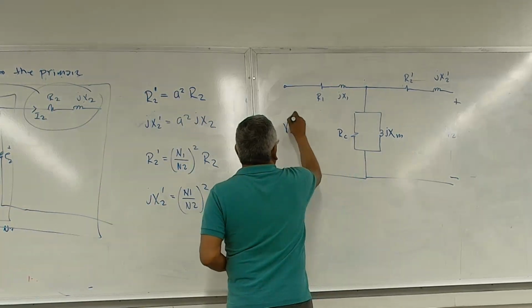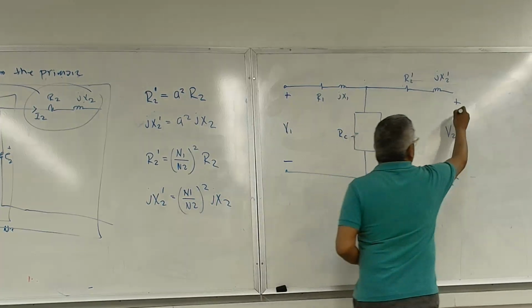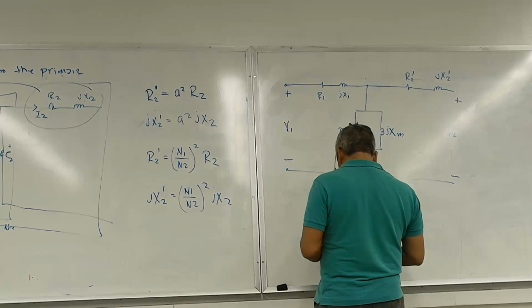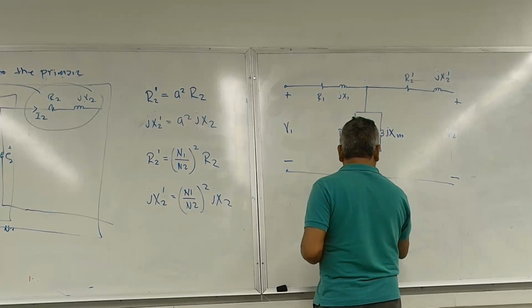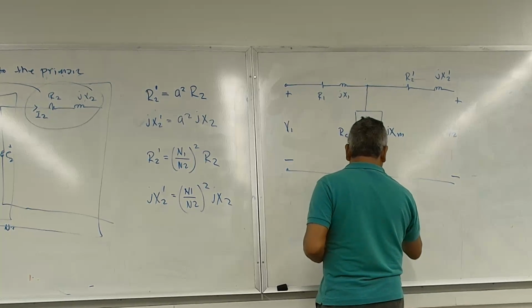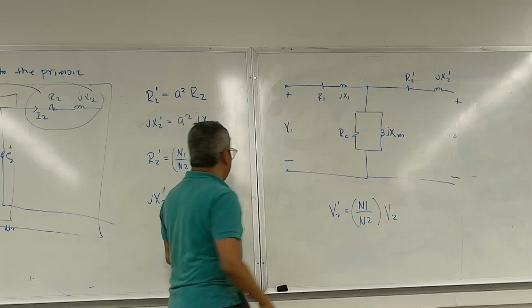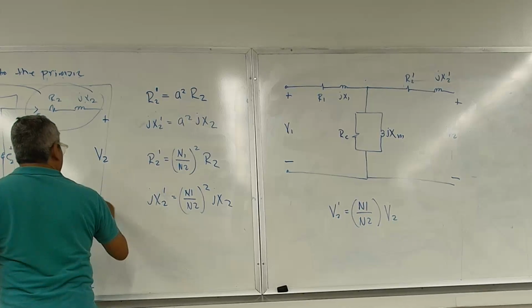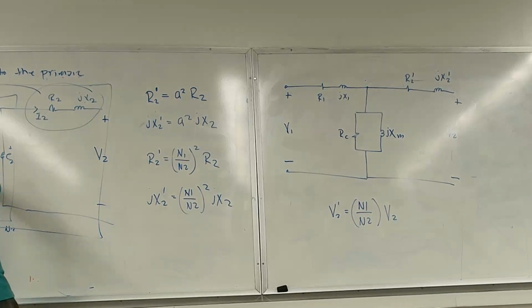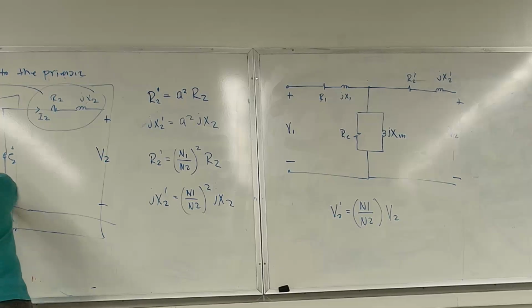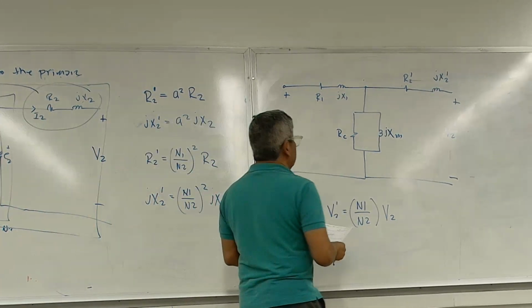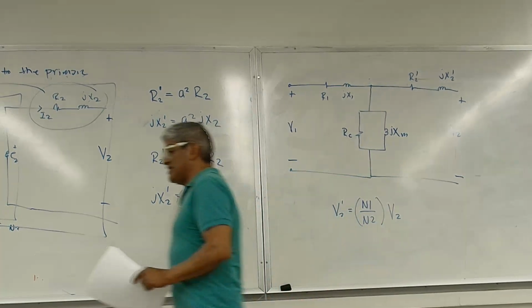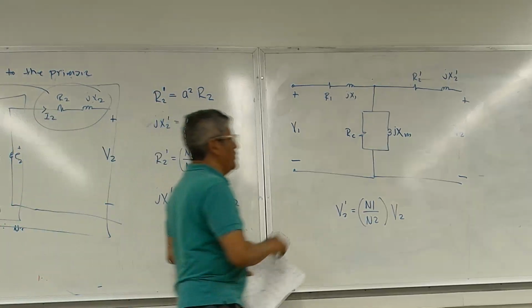Okay, so what about V? So this is V1 plus minus. This is V2 prime. V2 prime is equal to N1 divided by N2 times V2, okay? So basically what we're doing is we're taking this voltage here, V2 plus minus, and we're moving it from the secondary side to the primary side of the transformer. And the magnetizing branch, it doesn't really matter where the magnetizing branch is. And I'll tell you what I mean by that.